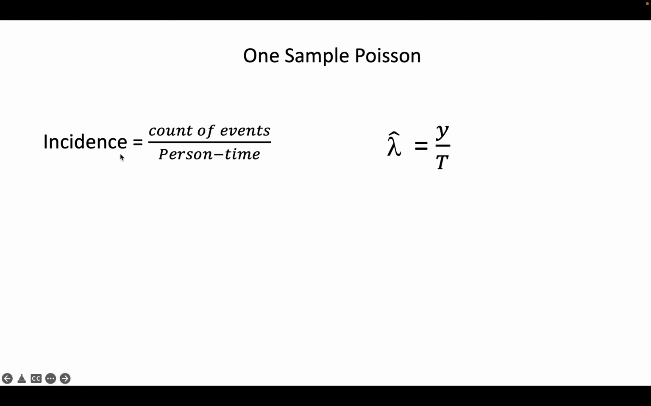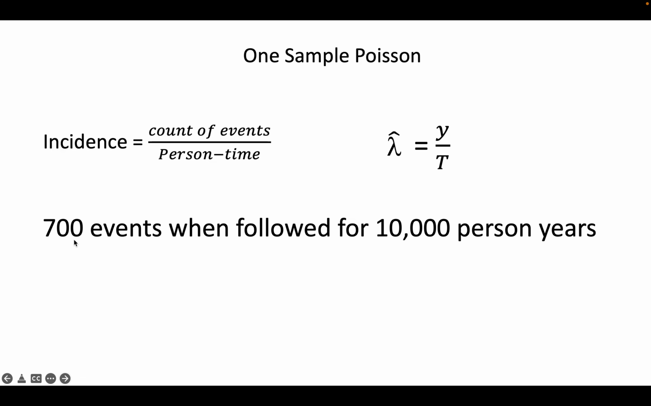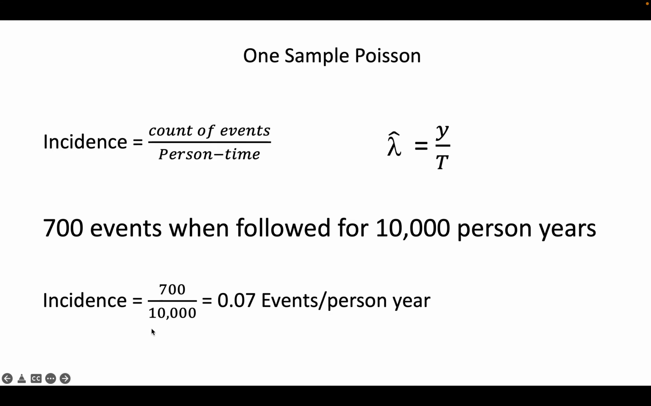So as far as calculating incidence, it's represented by this term lambda, and it's just the number of events, the count over the person time of observation. So for example, if we had 700 events in a population followed for 10,000 person years, that would come out to 0.07 events per year, or 70 events per 1,000 person years.